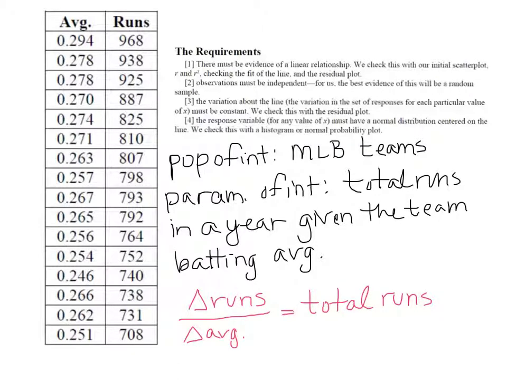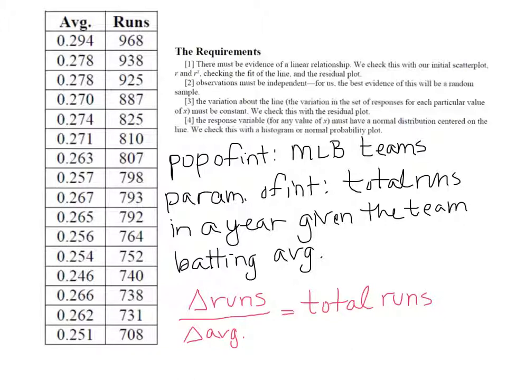Okay, so you have that information in, and with any confidence interval we always have to identify our population of interest and our parameter of interest. So our population of interest, that which we are sampling from, are Major League Baseball teams. And our parameter of interest is total runs in a year given the team batting average. So we're going to be looking at a slope. We're going to be looking at change in runs over change in average. And so that you know, change in runs over change in average actually yields total runs in a year. So that is what we're going to be looking at.